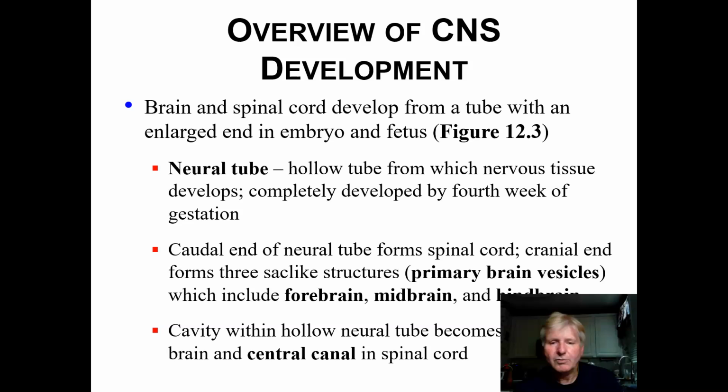The caudal end of the neural tube forms the spinal cord. The cranial end forms the 3 primary brain vesicles, which become the forebrain, midbrain, and the hindbrain. And then the cavity within the neural tube becomes the ventricles in the brain and the central canal in the spinal cord.